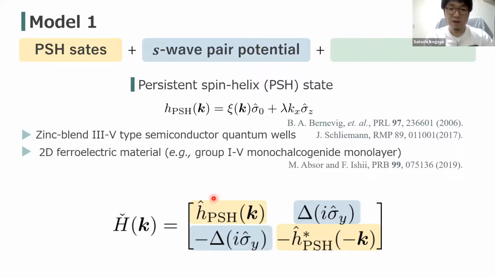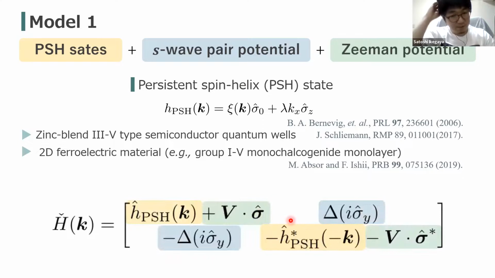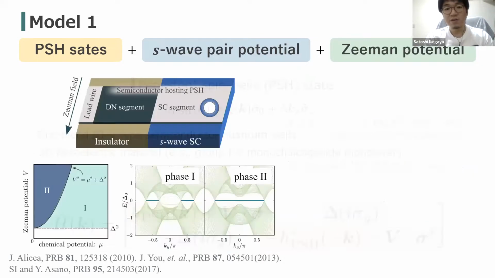So now we get this kind of BdG Hamiltonian. And finally, we add the Zeeman potential like this. So we now get this kind of Hamiltonian. But more specifically, we consider this kind of hybrid device. A semiconductor hosting the persistent spin helix state is fabricated on an insulator and superconductor junction. Only in the segment above the superconductor, we assume a proximity-induced pair potential. Therefore, this semiconductor is an effective NS junction.